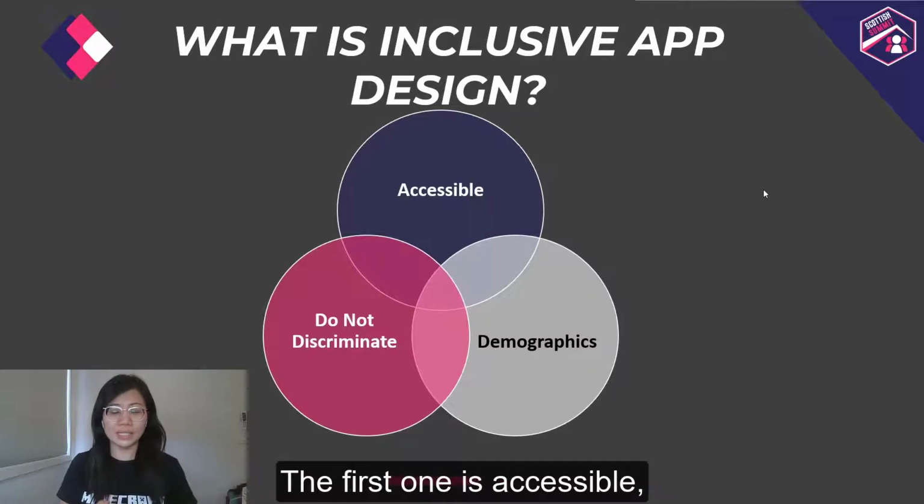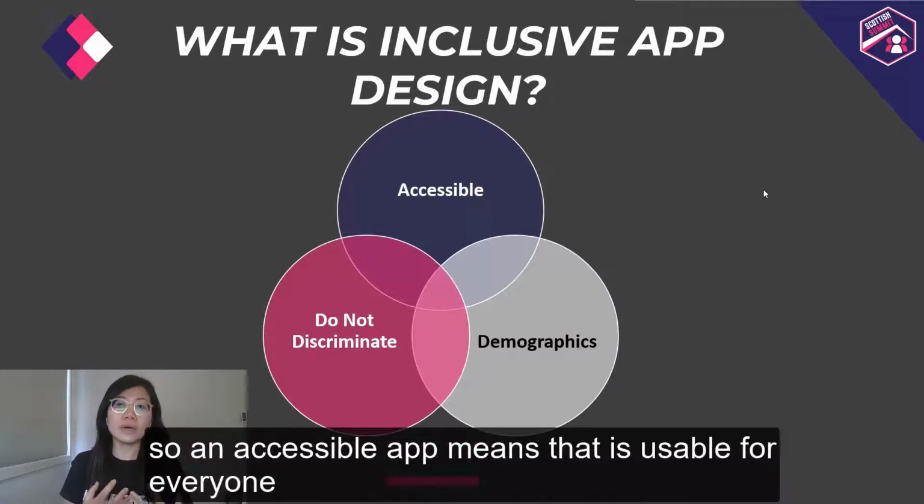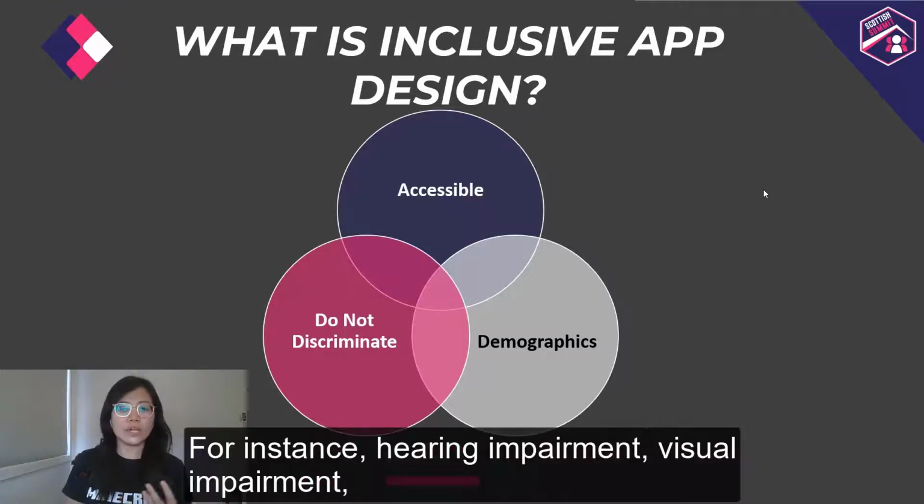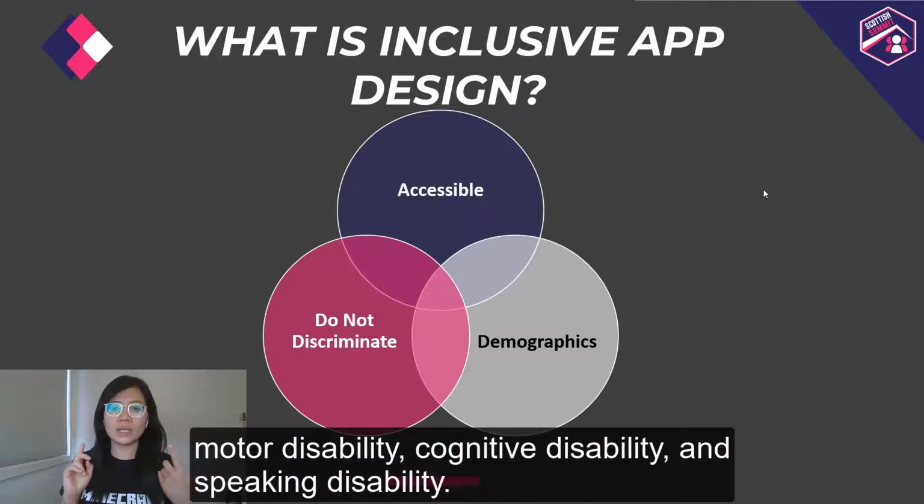The first one is accessible. An accessible app means that it's usable for everyone of different accessibility. For instance, hearing impairment, visual impairment, motor disability, cognitive disability, and speaking disability.